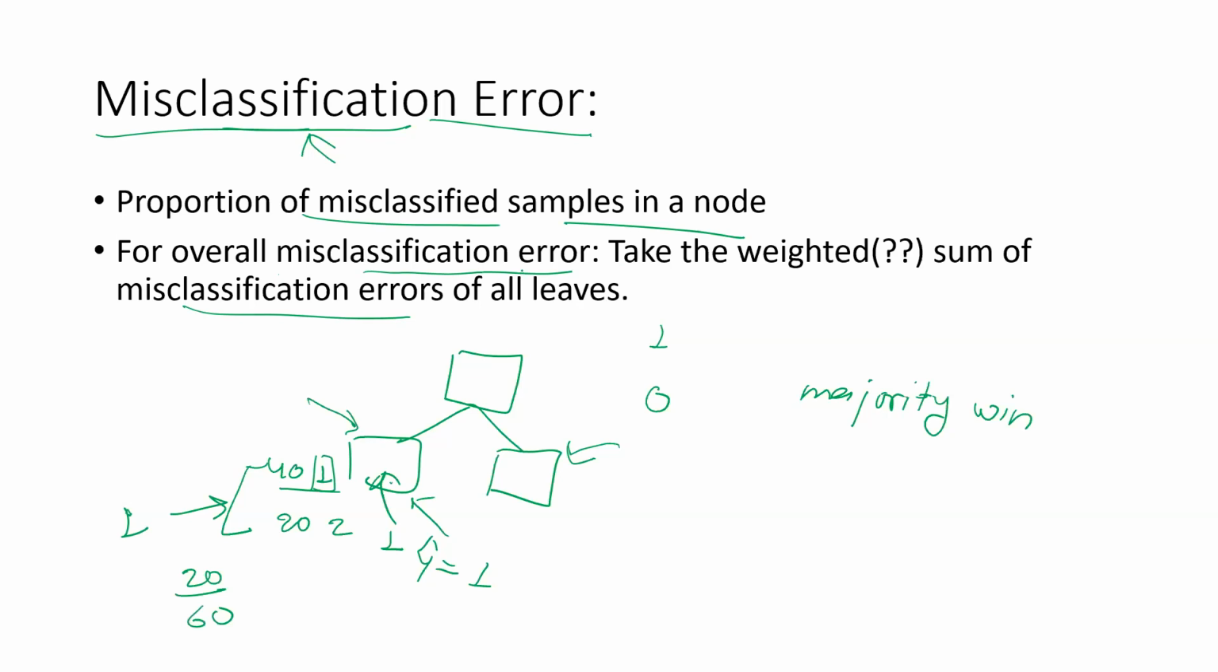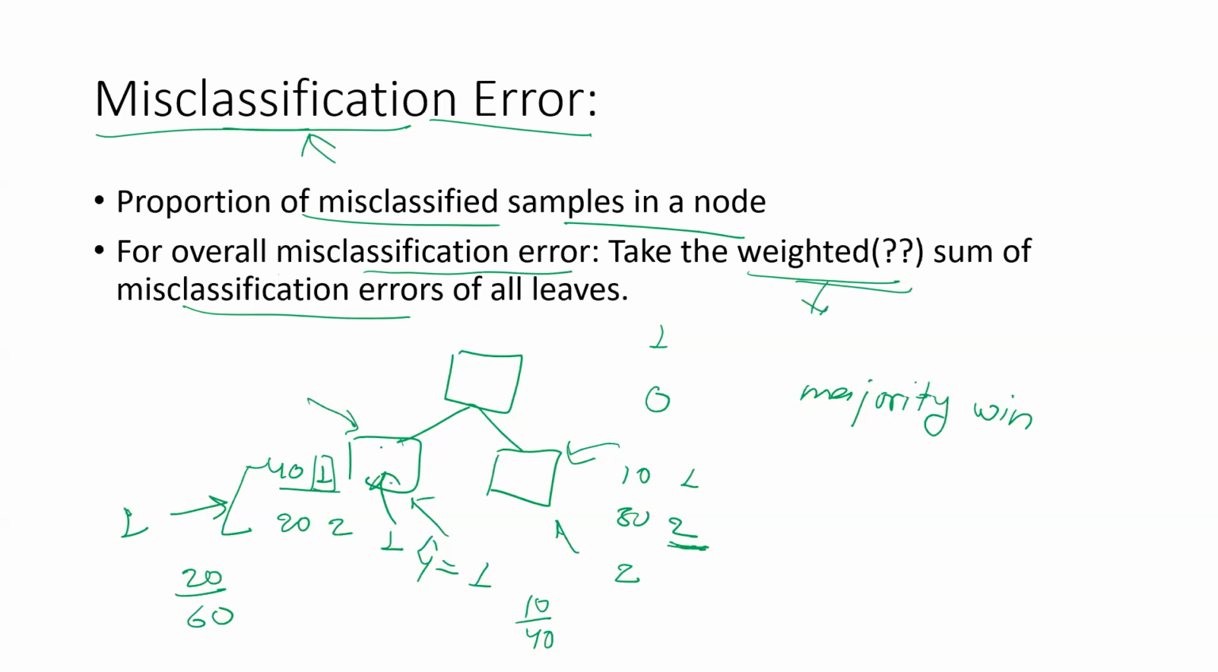So the overall misclassification error will be the weighted sum. Similarly, here it was 10 and 30, so 10 from class 1 and 30 from class 0. What will the prediction be here? The prediction will be class 0 because the majority are class 0. So the misclassification error is going to be 10 by 40. What will be the total misclassification error? It's just the weighted sum. And what will be the weights? The weights will be the proportion of examples belonging to those nodes.